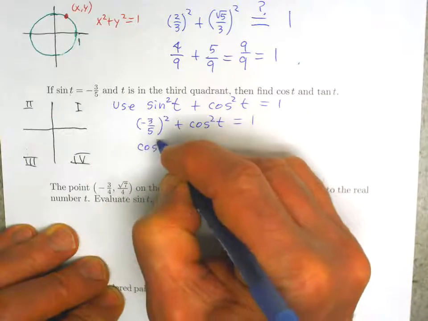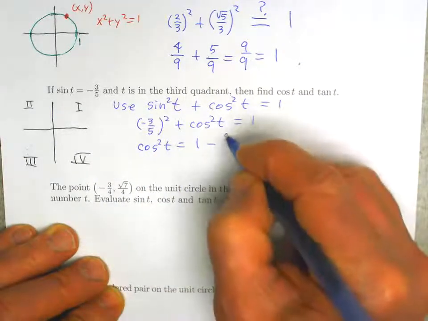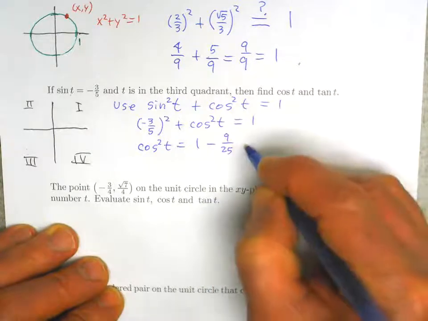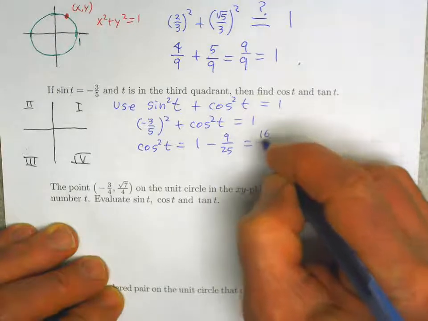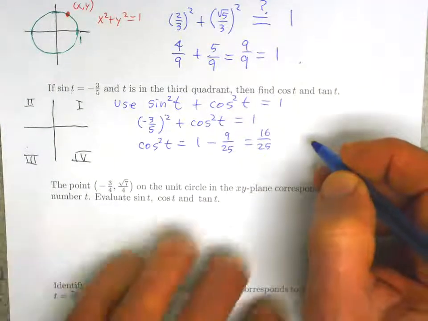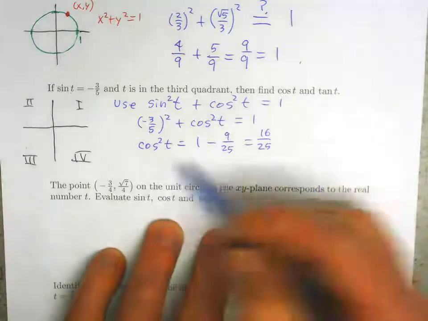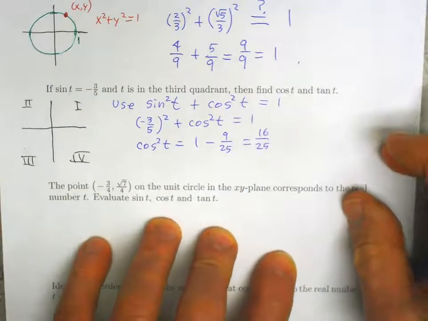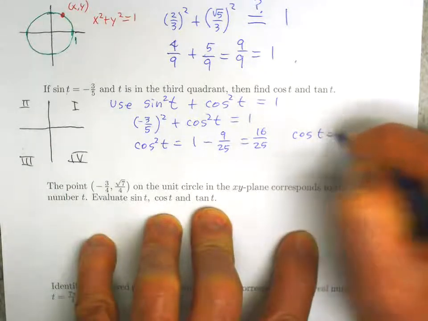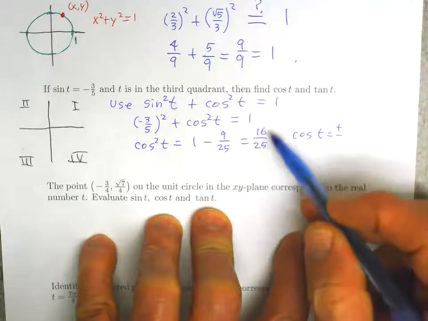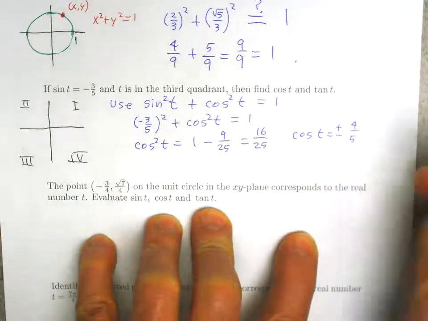And so cosine of t squared is equal to 1 minus 9/25. And 1 minus 9/25 is 16/25. So this equation, if it were independent of the setting, has 2 solutions. So cosine of t is positive and negative square root of 16/25, or 4/5.